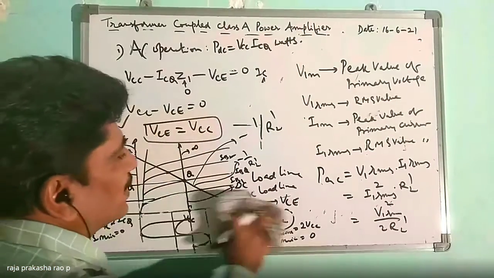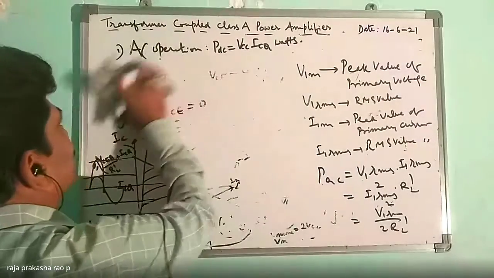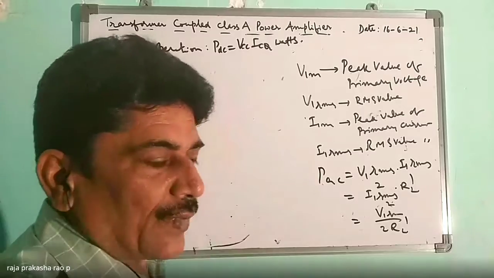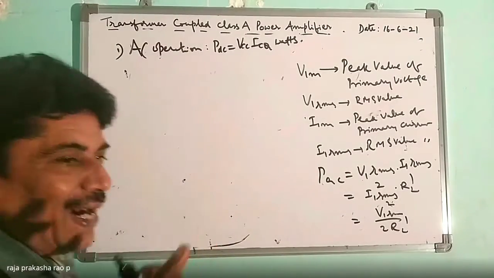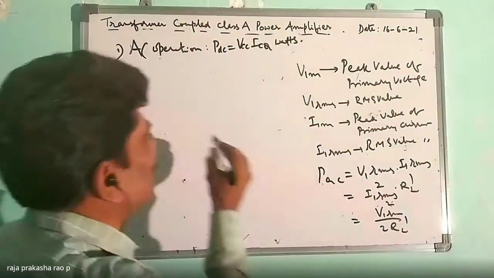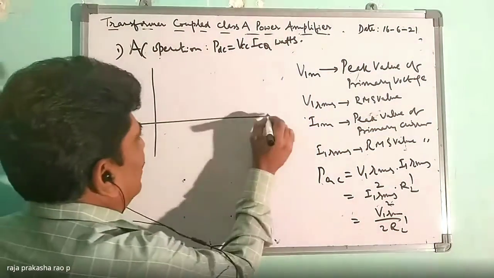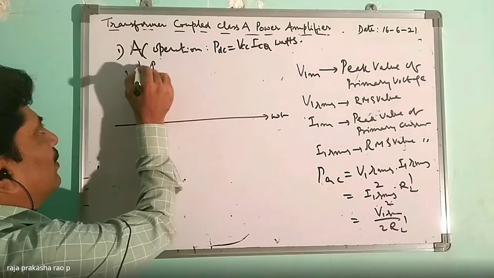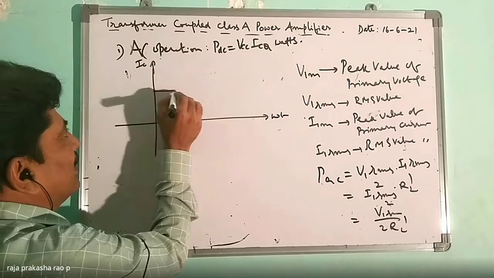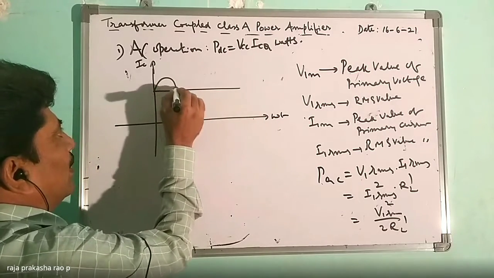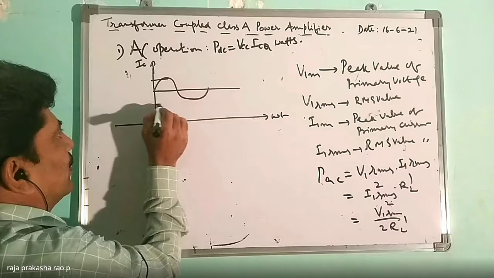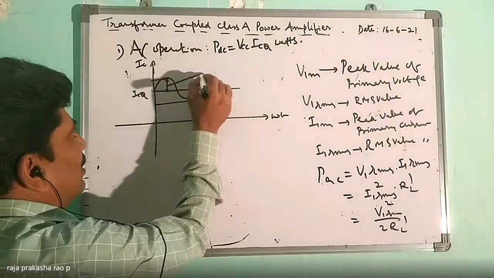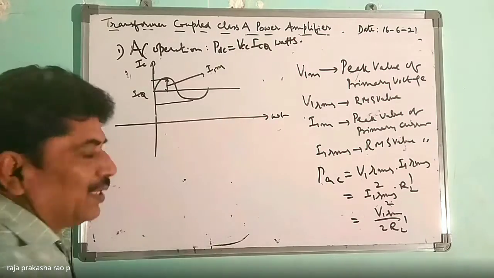You may have doubts. I just explain that. So we know what is IC. Can you tell me what is IC? For IC, let this be omega T. IC will be varying about ICQ, right? ICQ. This is nothing but I1M.